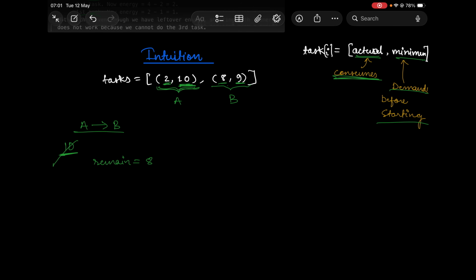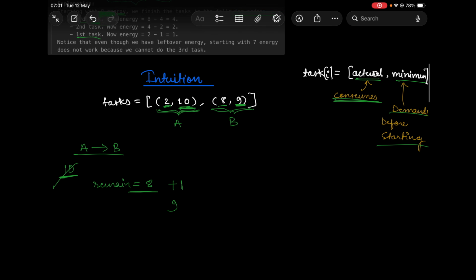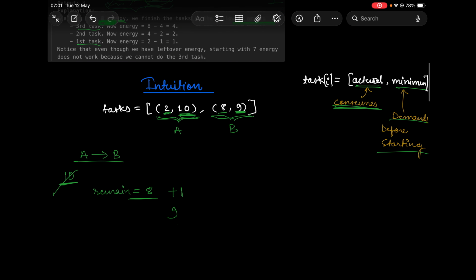Now when we start with this task, it requires 9 to start with, but we have remaining energy as 8, so we need to add 1 unit of energy here. So now our energy is 9 and we can start this task, and after finishing, we will be remaining with 1 energy, and in this way we are able to complete both of these. But what is the total amount of energy that we required? So initially we added 10 for this, and to complete task B we required an additional plus 1 because we had 8 but it required 9.